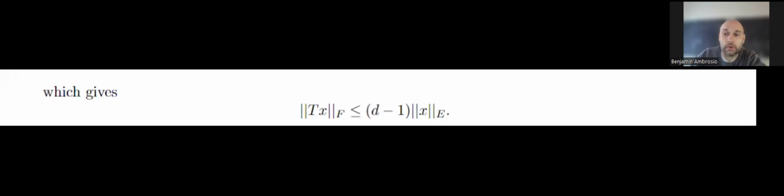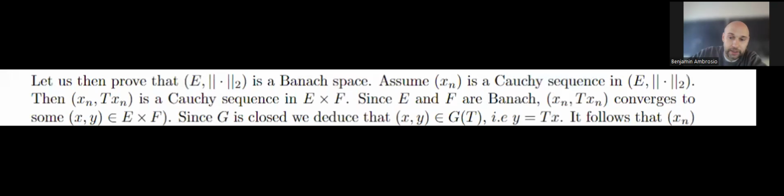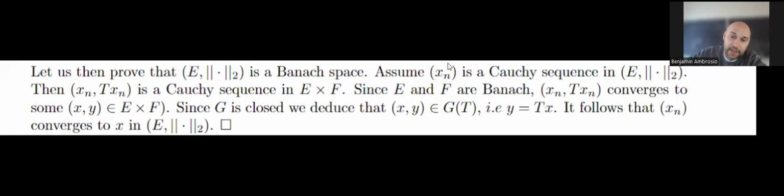All right, so to complete the proof, we need to prove that effectively E is a Banach space for the norm 2. So you pick any Cauchy sequence x_n in E for the norm 2, then you can verify that (x_n, T(x_n)) is a Cauchy sequence in the product space E times F. Now, since E and F are Banach spaces, x_n converges in E to x and T(x_n) converges in F to y, that is, (x_n, T(x_n)) converges to (x, y) in this product space E times F.